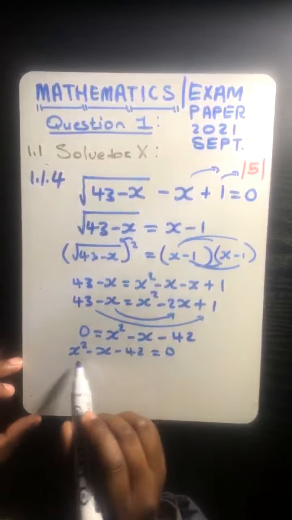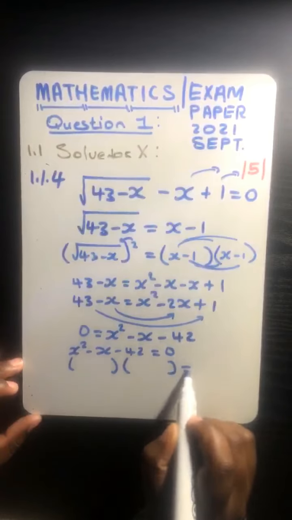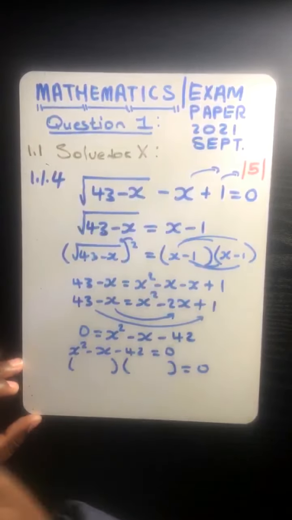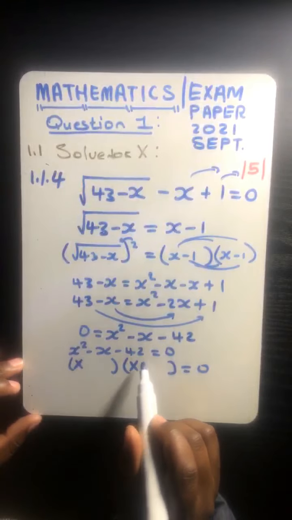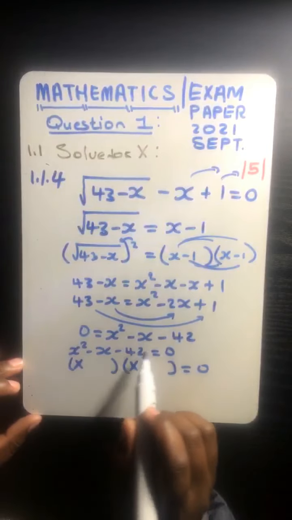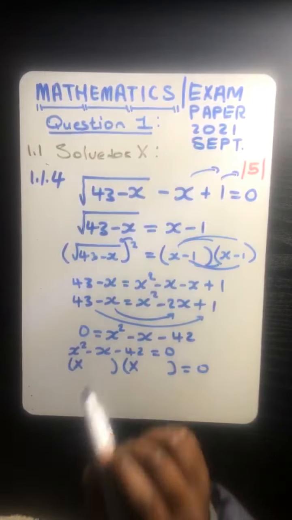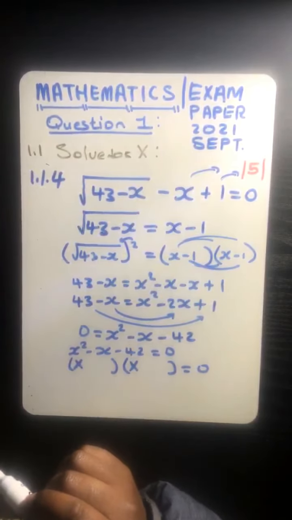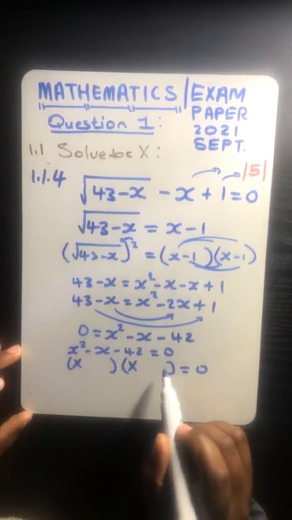So can you see, now that it's in standard form, it simply means we can find the factors. I'm not sure if you guys already got the factors. What two values, when multiplied together, give negative 42, and when added give us negative 1? What are those two values, guys? Negative 7 and positive 6. So you're saying 6 and what?